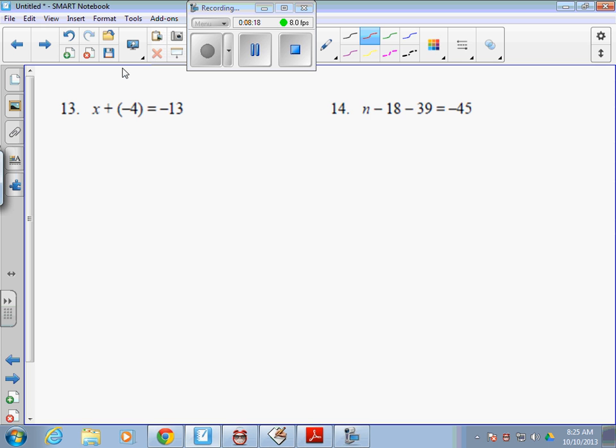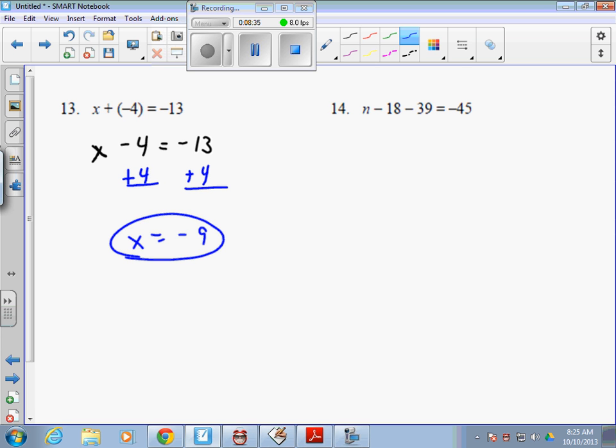So that says x plus a negative 4. That's just like saying the exact same thing as x minus 4, if you need to rewrite that to where you can see it. Equals negative 13. Then it acts just like the problem we just saw. Get rid of minus 4 by adding it. Do likewise to the right side. X equals negative 9.